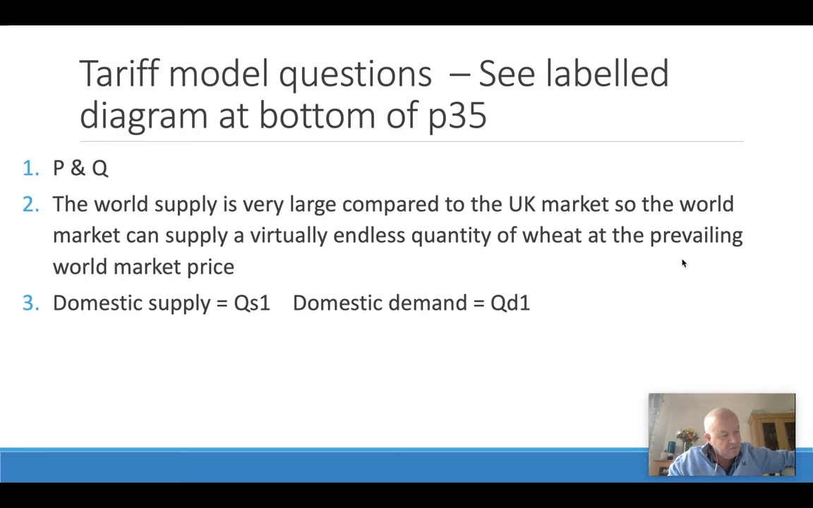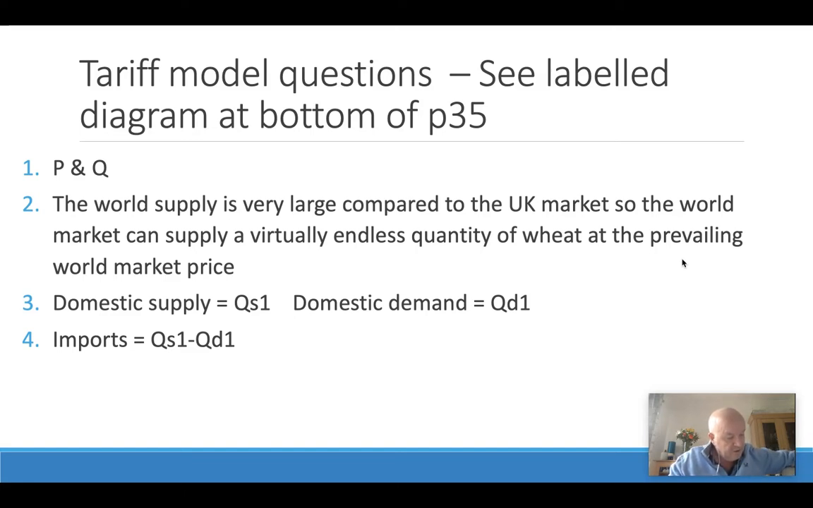What is the level of imports if the UK imports wheat at the world price of PW? So in that instance, the imports would be QS1 minus QD1. So okay, there is a significant difference there, isn't there? And that's the reason why the amount that we would import would be QS1 minus QD1.